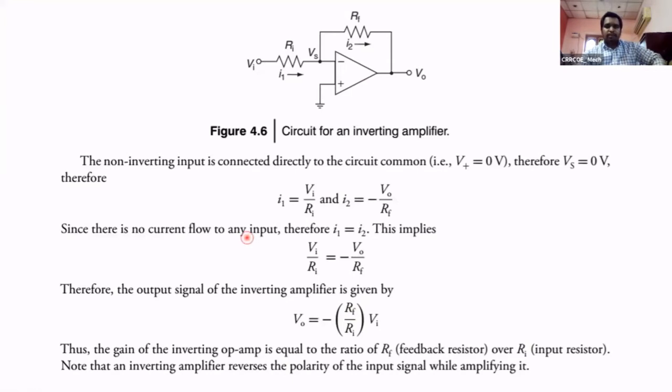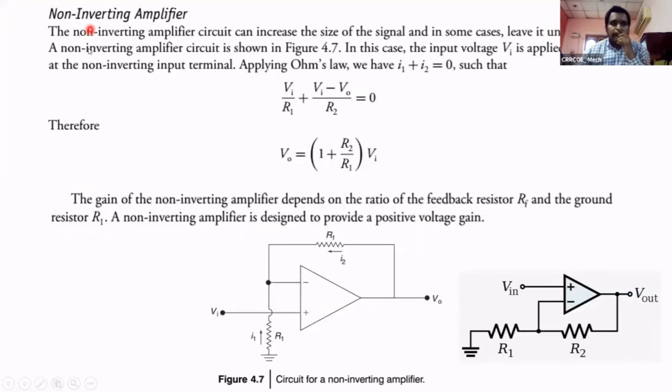Next, the second one, the non-inverting type operational amplifier. Here the input is given to the positive terminal and the negative terminal is grounded.